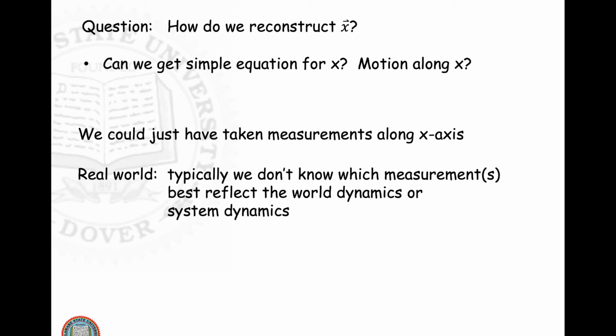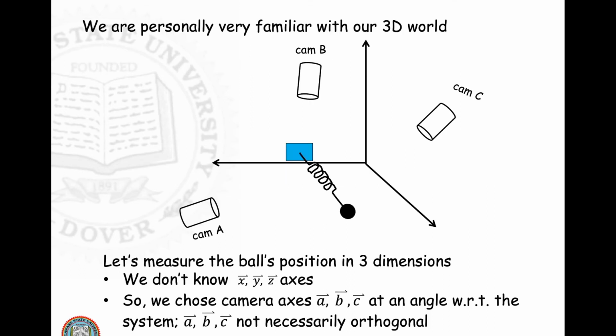Can we get a simple equation for X? Can we measure the motion along X? Now, certainly, we could have just taken the measurements along the x-axis, but this is not what happens in the real world. Typically, we don't know what the best measurements should be that reflect our world dynamics or system dynamics. We know here because we use the spring mass damper as an example, but in general, we don't know what the real axes of motion are.